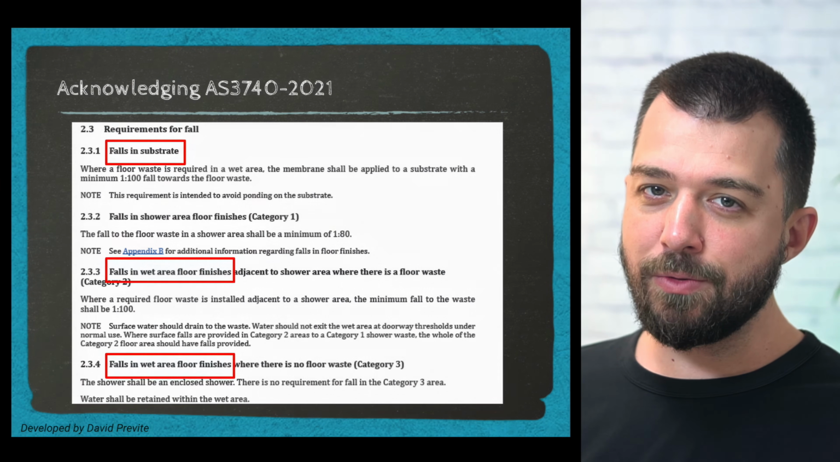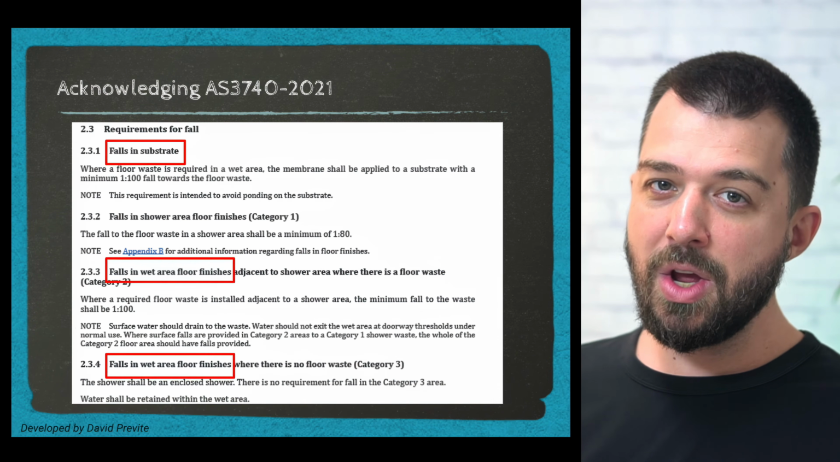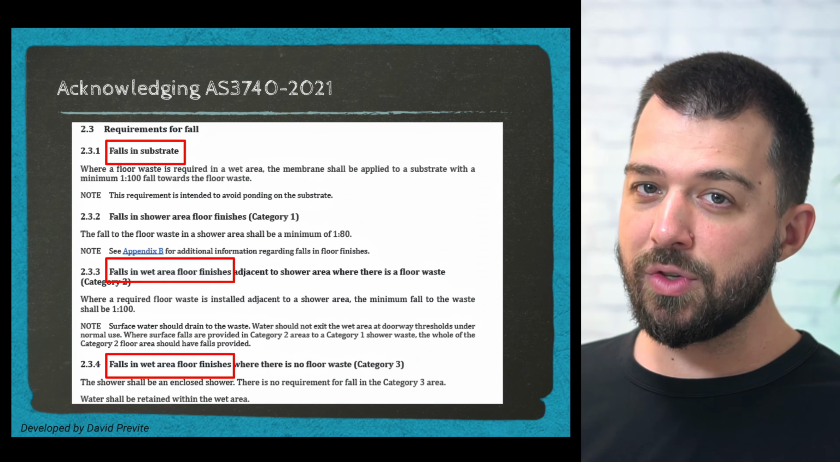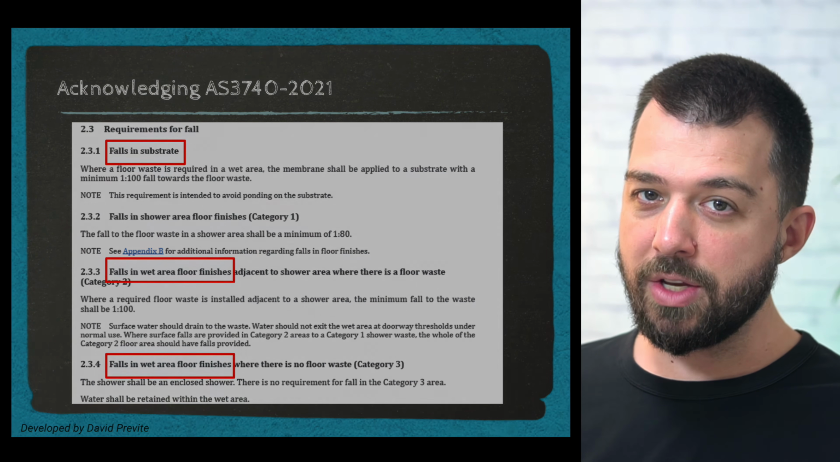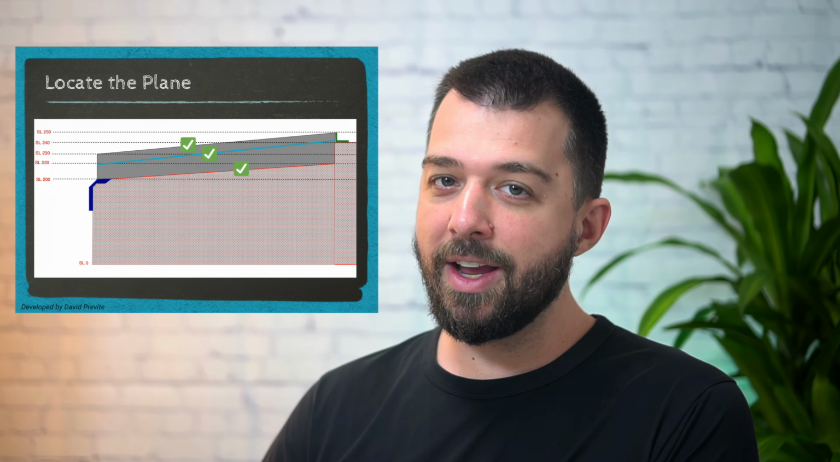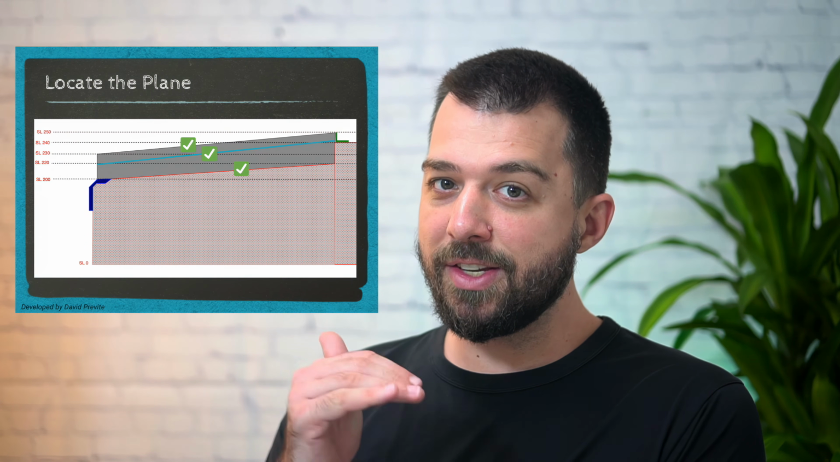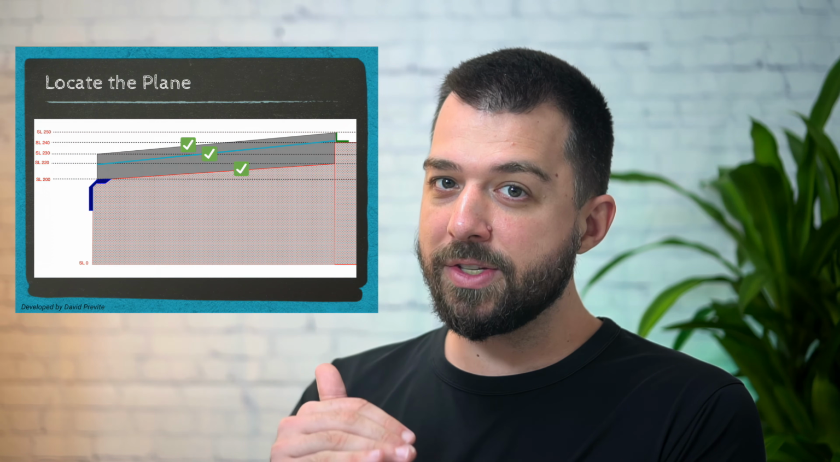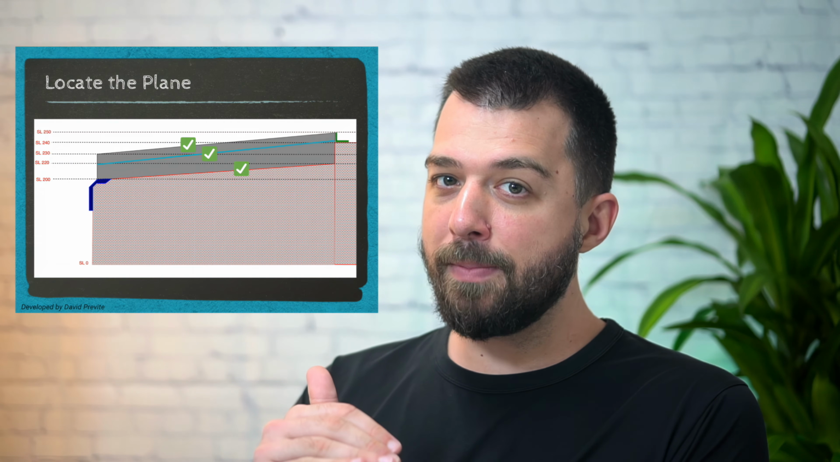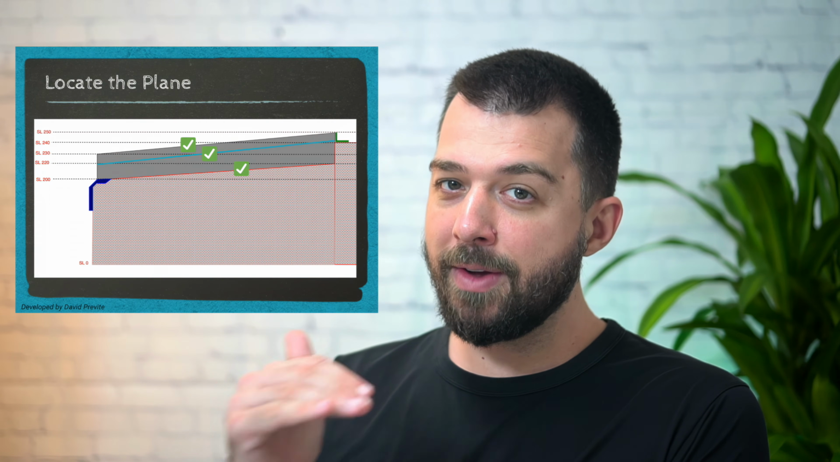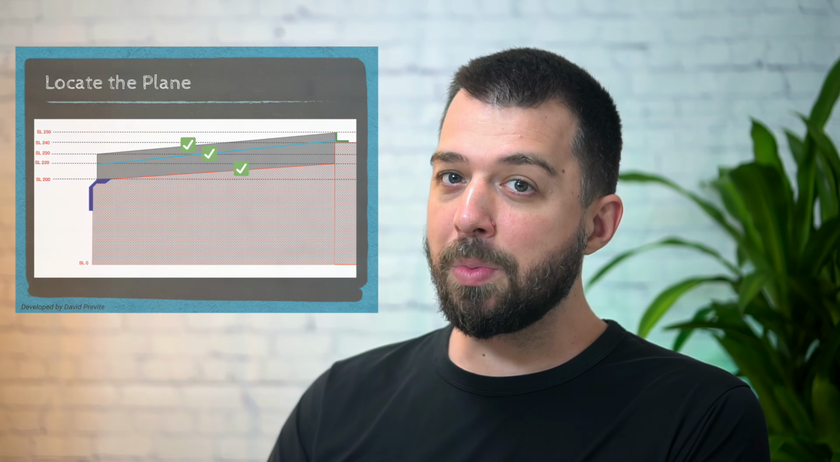But is there another plane? Well, if we jump back to AS3740 that we looked at previously, we can see that there is actually fall gradients nominated at substrate levels as well. So if we look at our section diagram again here, we can see that there are planes that exist not only at the finished floor level, but at the substrate level where the membrane might be applied. That could be overscreed, underscreed. These are all plane surfaces that do have a nominated gradient as well. So the 1 in 80 is going to apply at those levels.